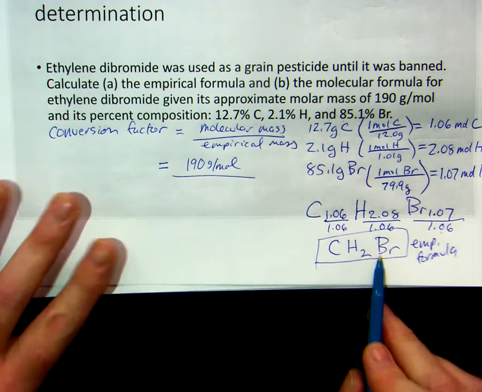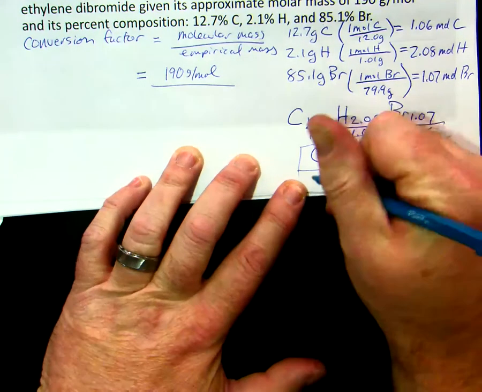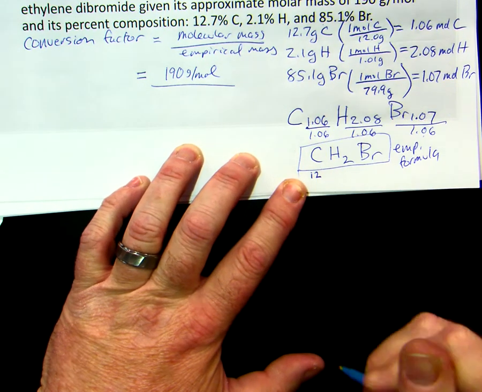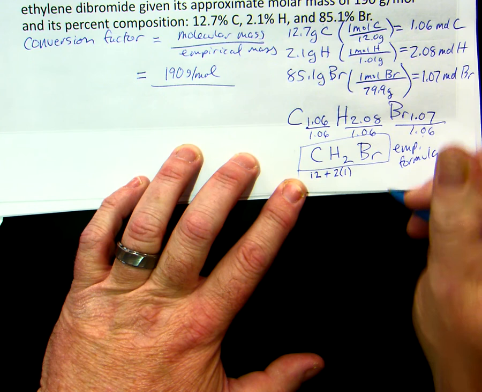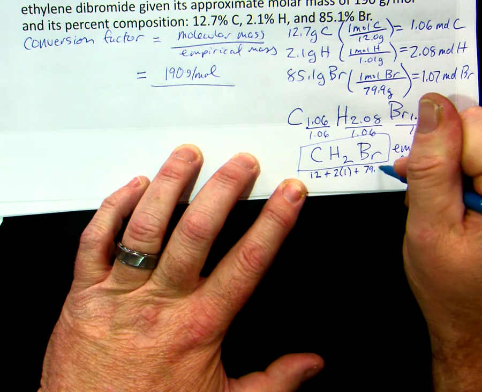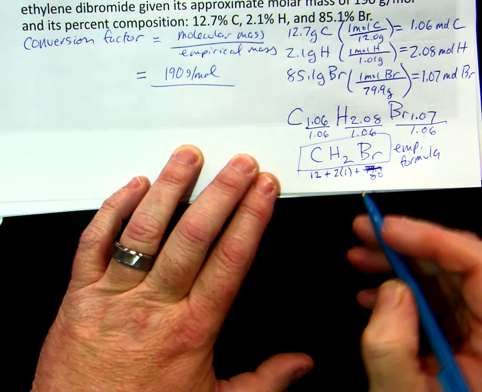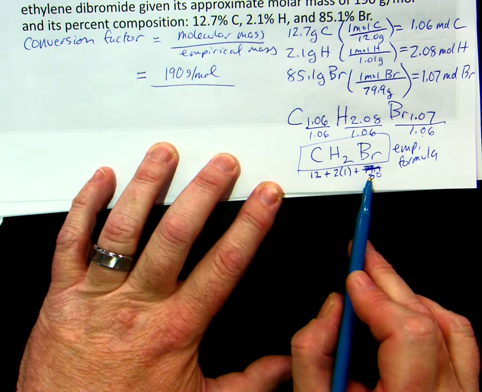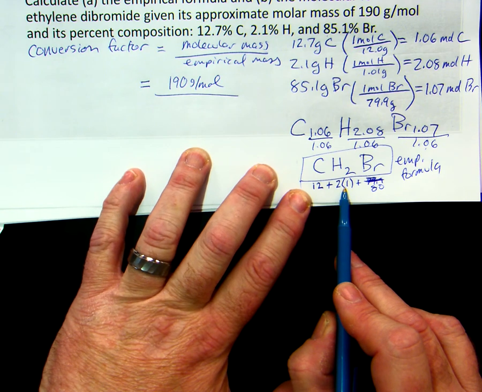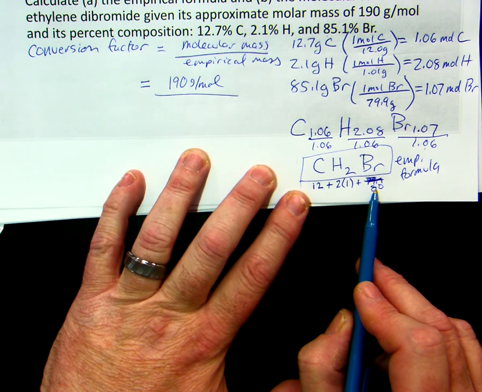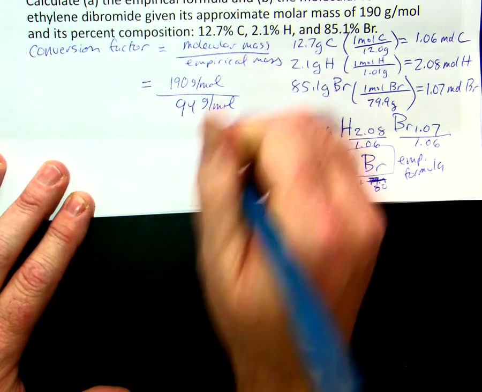The empirical mass is the mass of our empirical formula. So that would be, and again, you can kind of be simple with your digits. That's 12 for the carbon, plus 2 times 1 for the hydrogen, plus 79.9, we'll just call that 80, plus 80 for the bromine. So again, I know I'm not using a ton of sig figs, but our conversion factor is only going to be 1 sig fig anyway. So 12 plus 2 is 14, plus 80 is 94. So this is 94 grams per mole.